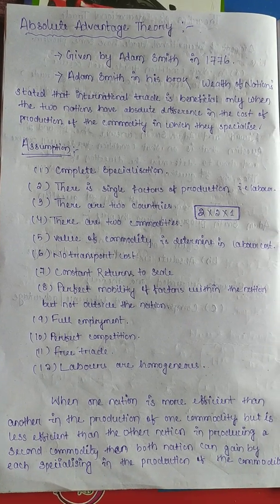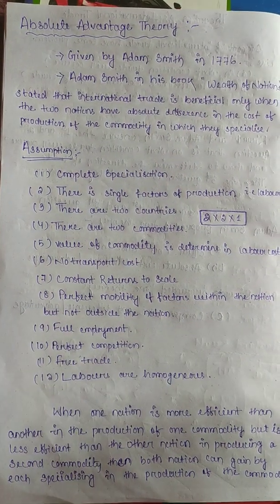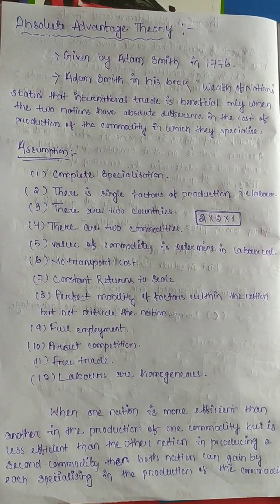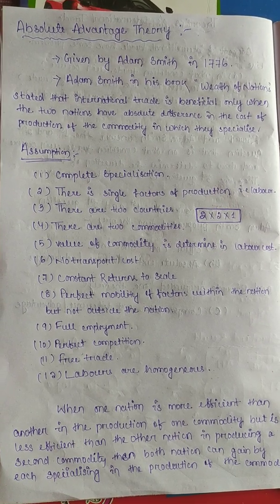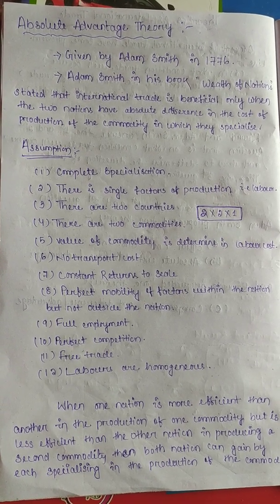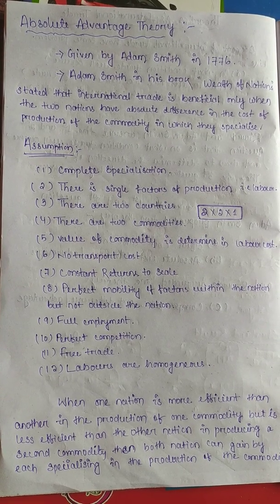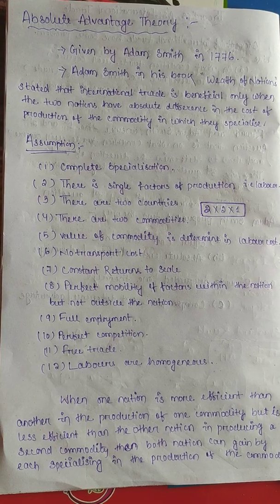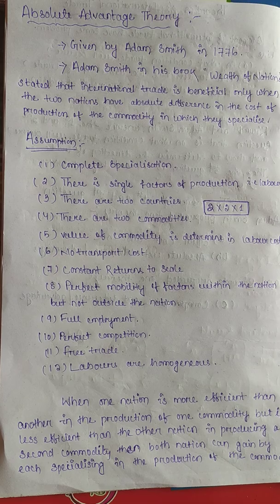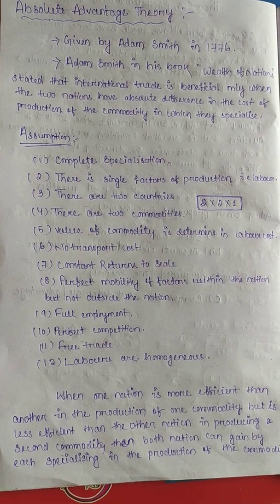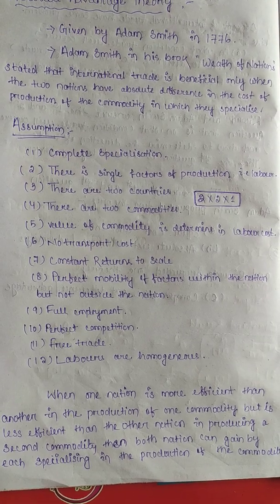Absolute cost difference. It was given by Adam Smith in 1776 in his book Wealth of Nations. Adam Smith stated that international trade is beneficial only when two nations have an absolute difference in cost of production of the commodity in which they specialize. Here, Adam Smith specifies some assumptions, like complete specialization.